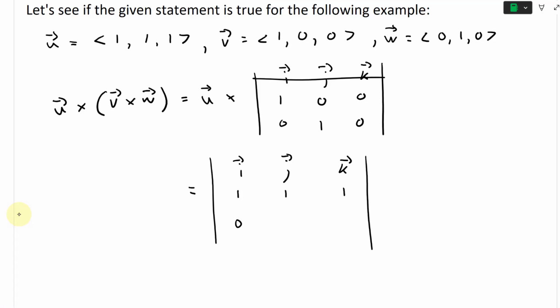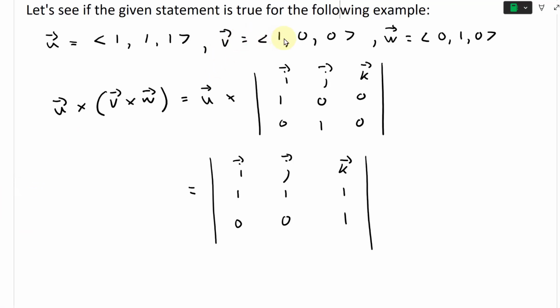And the next step, now we cross this out. This times this is going to be 1 times 0 minus 0 times 0, that's another 0. And now the last one, we cross out this one, and what we end up getting is 1 times 1, which is just 1, and then minus 0. So in other words, we get a 1.